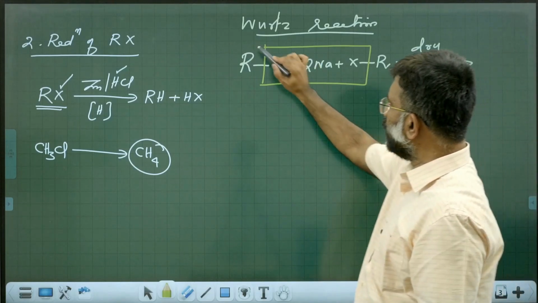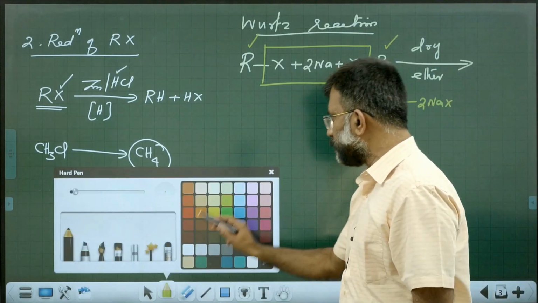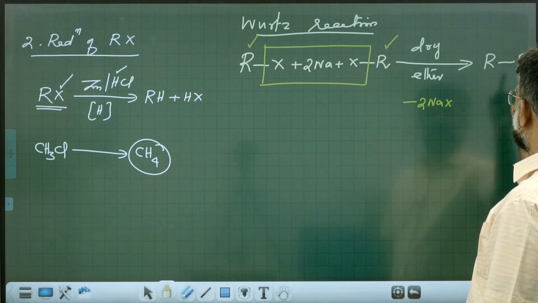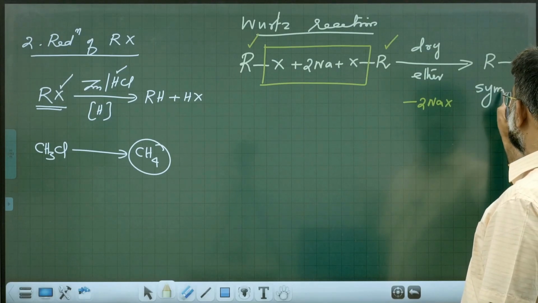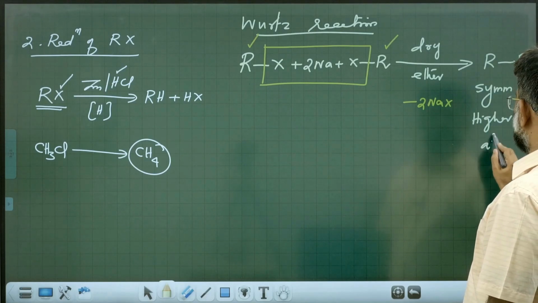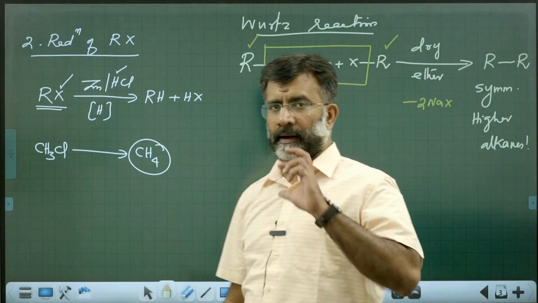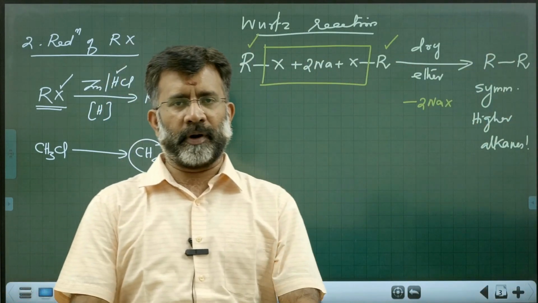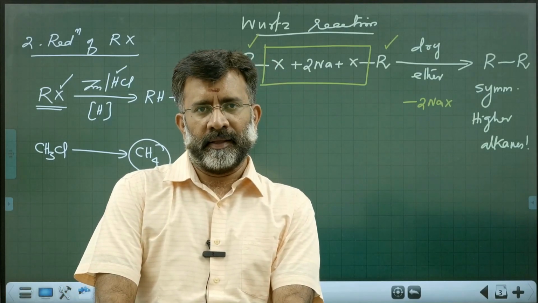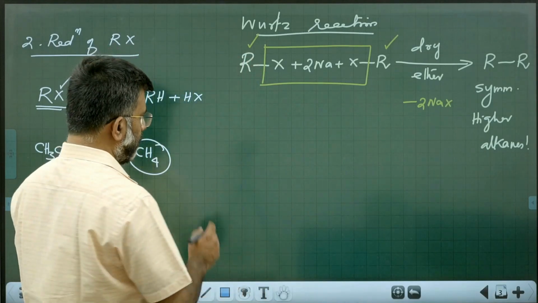And you can see this R will be coupled with the other R. The product obtained is RR. Symmetrical higher alkanes are the product. The product obtained contains an even number of carbon atoms. If you take RX, the product is RR.